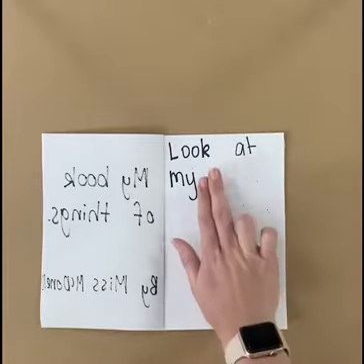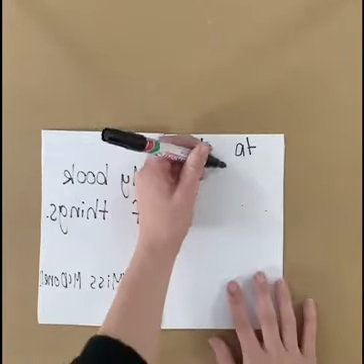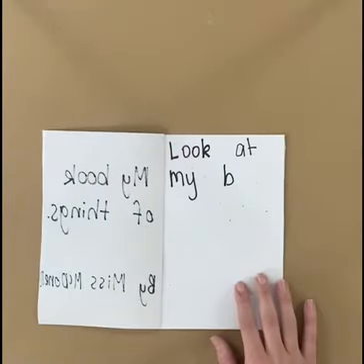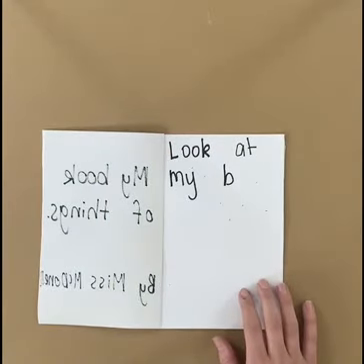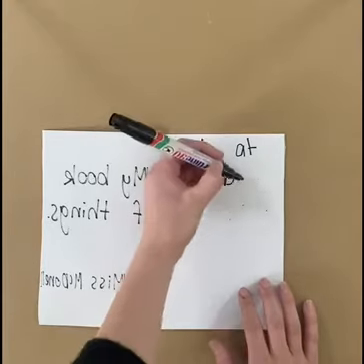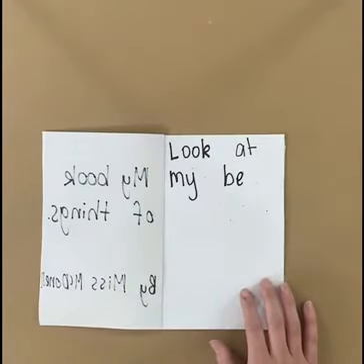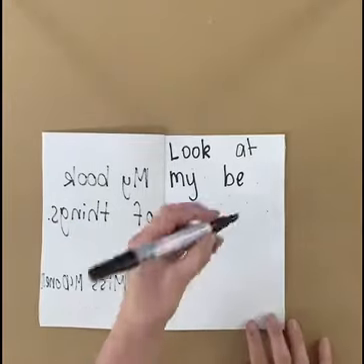What does bed start with? Let's stretch it out. Bed. It starts with b. So I'm going to do a b here. Bed. Bed. Oh, I can hear an e sound in the middle. E. Look at my bed. D. I can hear a d on the end. Bed.